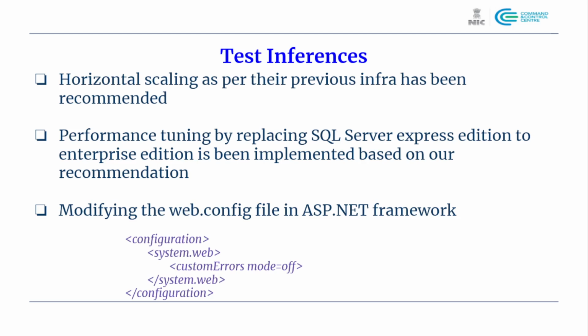And what we suggested to the team for more improvement, or to remove the glitches, is this. The test inferences which we suggested, firstly, was horizontal scaling, as per the previous infra. Horizontal scaling means, suppose they have a server hosted on a single VM with all applications hosted on it, we suggested multiplying it to 4 or 5 or 6, that is, increasing the resources. So horizontal scaling is recommended as per the previous infra.